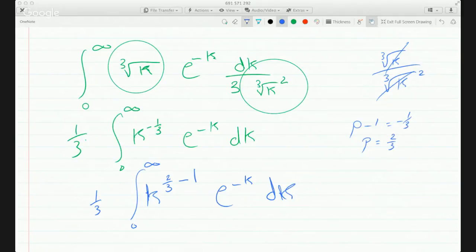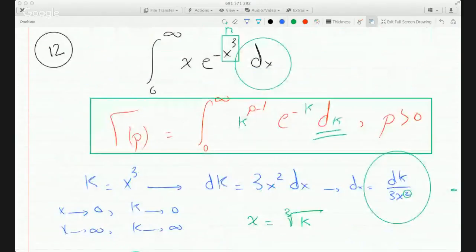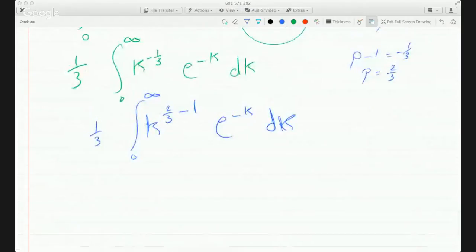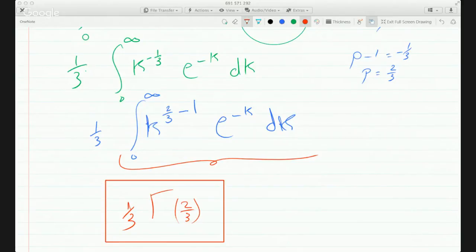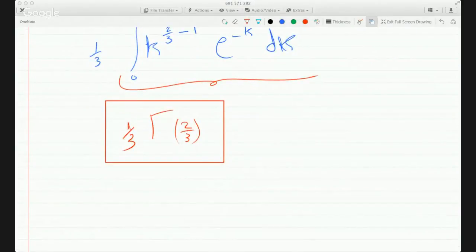So now I have it exactly as the definition of the gamma function, and that is just gamma of p, and in my case p is 2/3. So this here is just gamma of 2/3, and there's a 1/3 outside. So the final answer is 1/3 gamma of 2/3. So we were able to write that integral as a gamma function. So this would be the final answer.